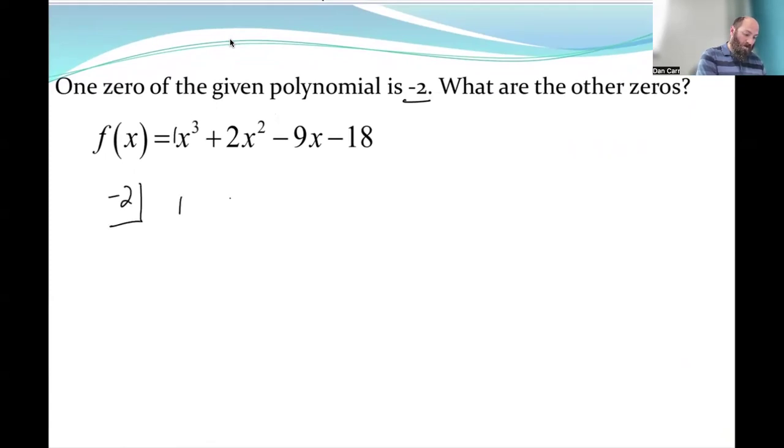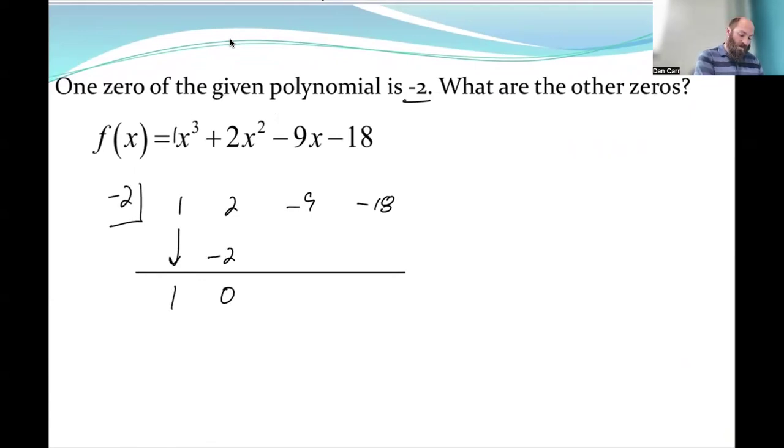We've got 1, 2, -9, -18. Draw my line underneath, and we just run through our normal synthetic division. So 1 is down there, -2 times 1 is -2. That's a 0, from -2 times 0, and that's a -9. Multiply those, I get a positive 18, so that comes out to 0, which is what I expected, considering this is one of my zeros.